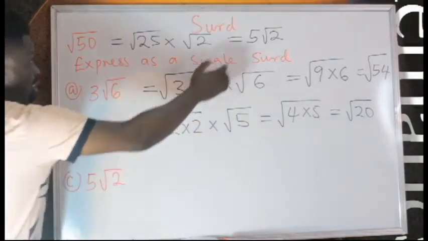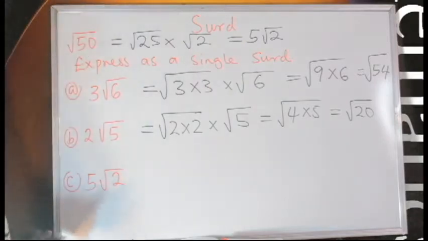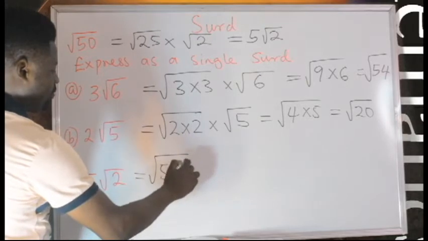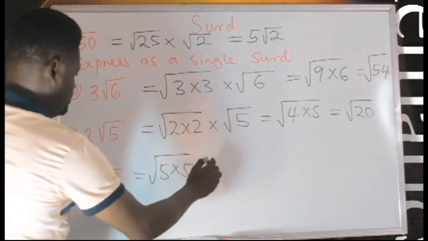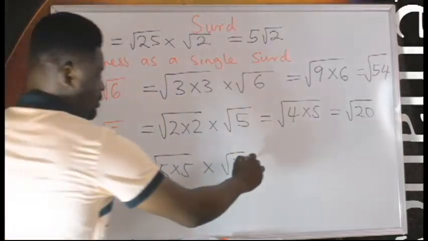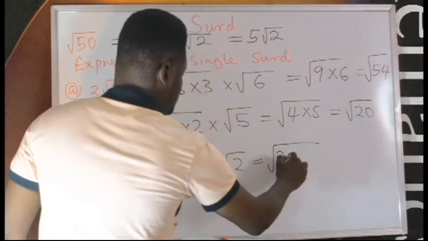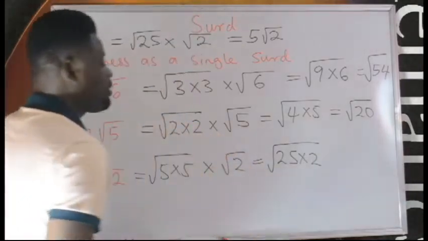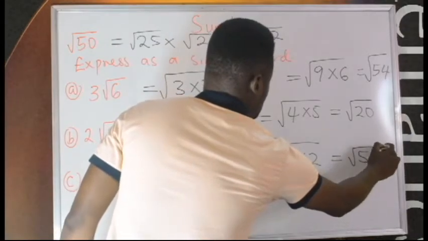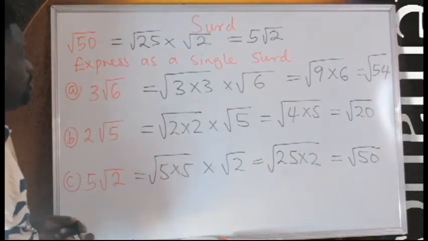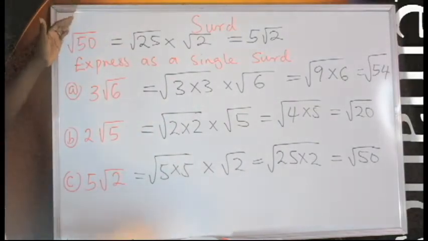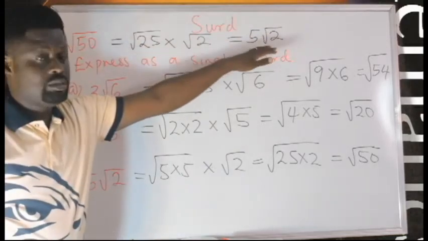So these and these are the same, so we are going back to this. This 5 becomes 5 times 5 times root 2. 5 times 5 is 25, that's 25 times 2, and 25 times 2 is 50. So we are back to this. So these are to convert back to a single surd, and these are to simplify from a single surd to this.